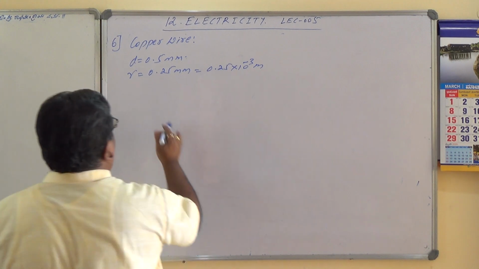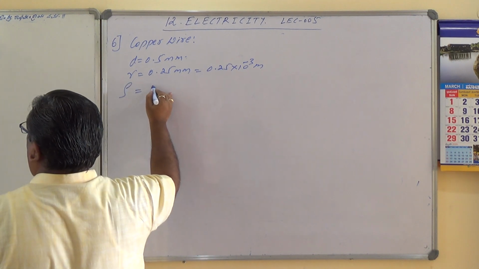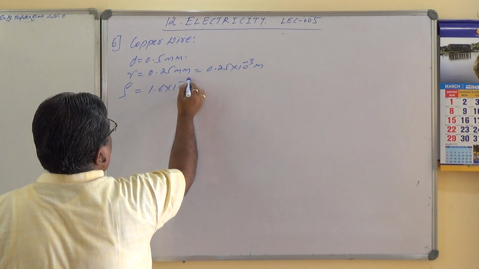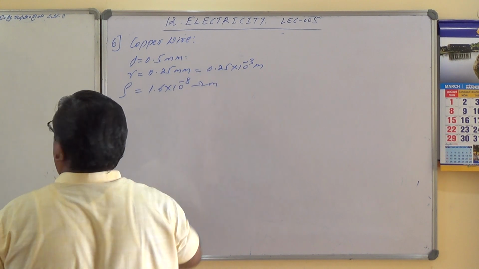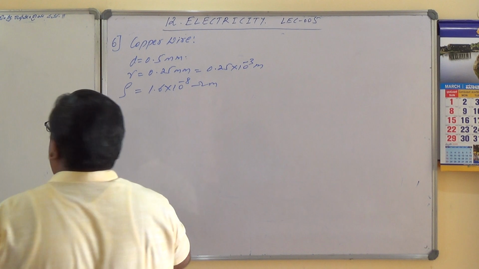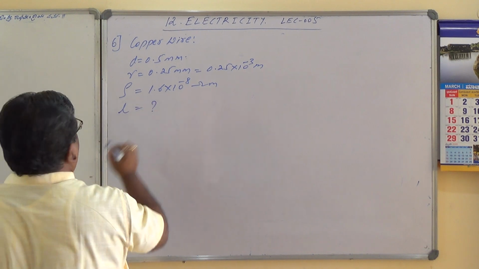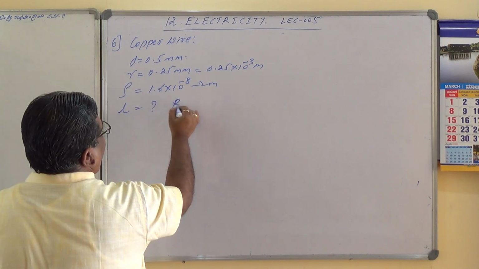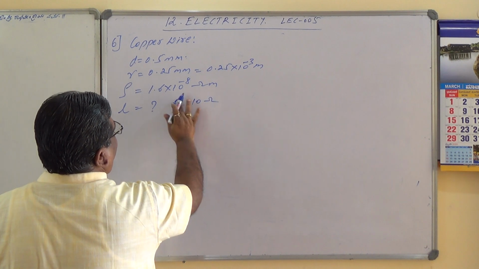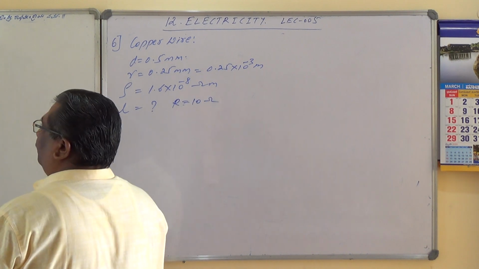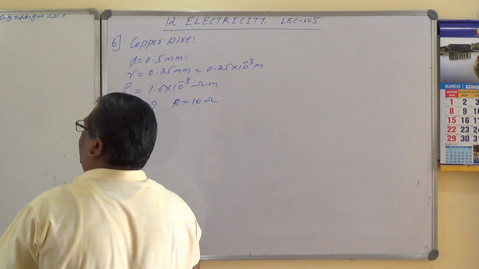Next, resistivity, rho is 1.6 into 10 to the power minus 8 ohm meter. Next, L is the question mark, the length. R equals 10 ohms is given to you. Fine. The first question we will answer now.